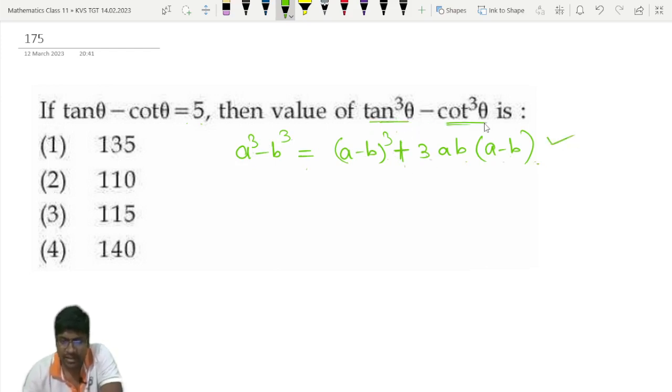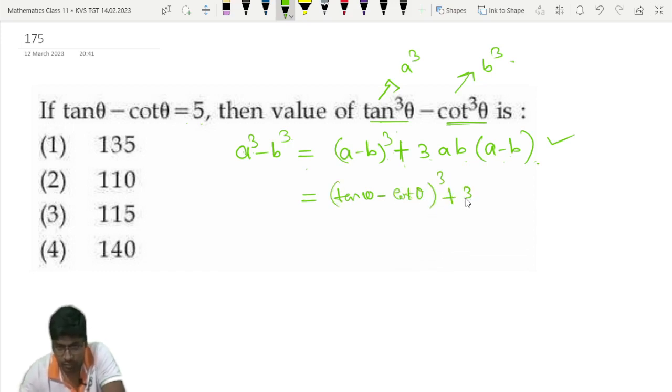Now tan cube theta minus cot cube theta will be equal to what? Tan cube theta minus cot cube theta. a is equal to tan theta, here this is our a cube and this is our b cube. Okay, so we are putting, so (tan theta minus cot theta) whole cube plus 3 into tan theta into cot theta into (tan theta minus cot theta).